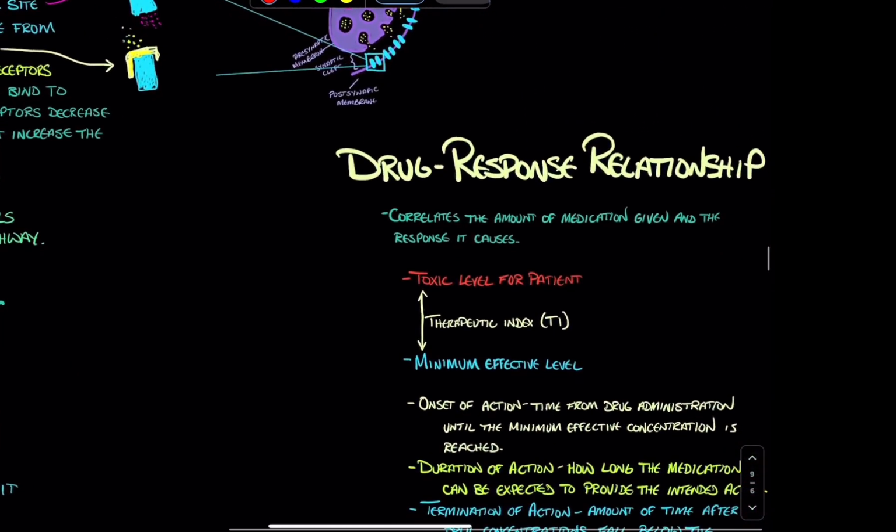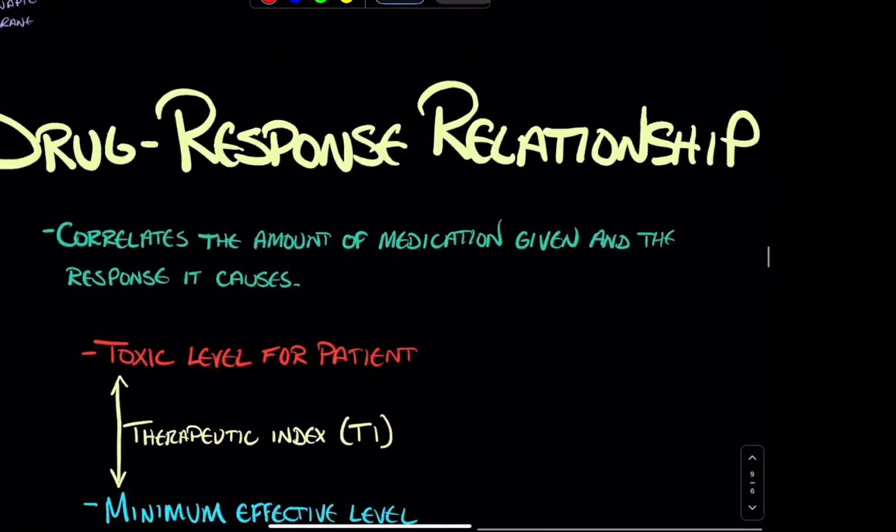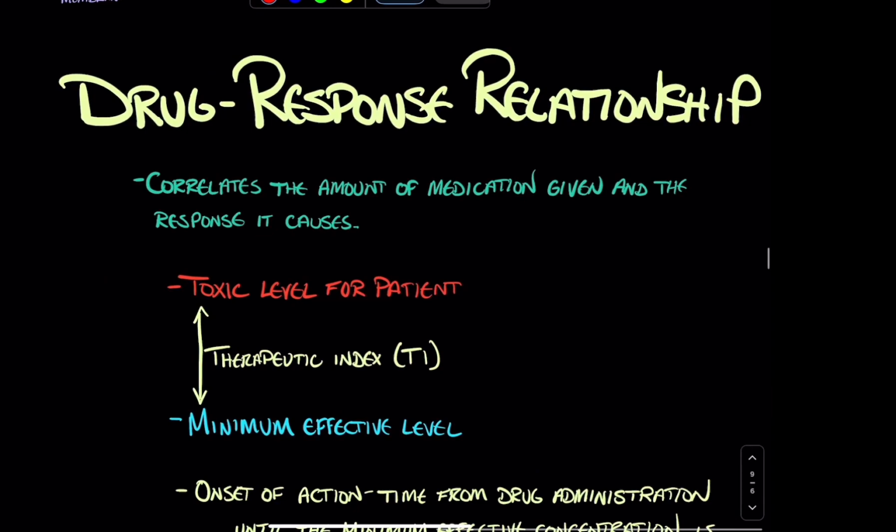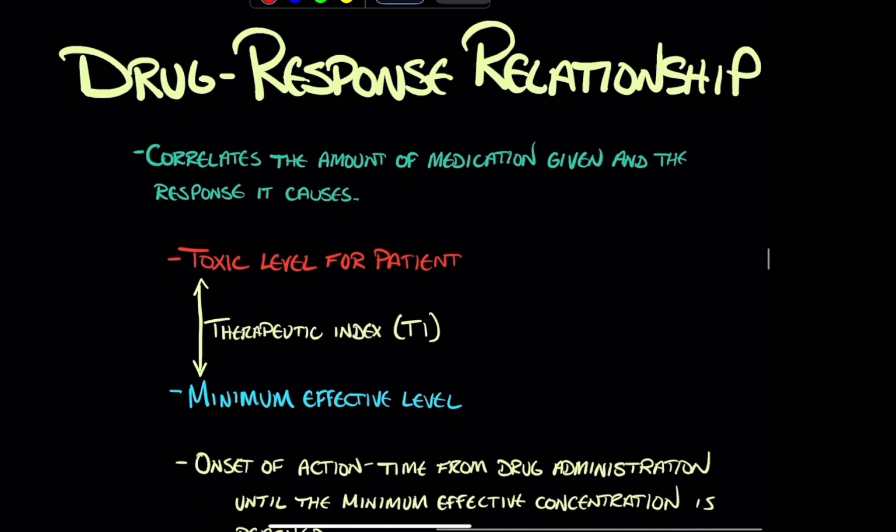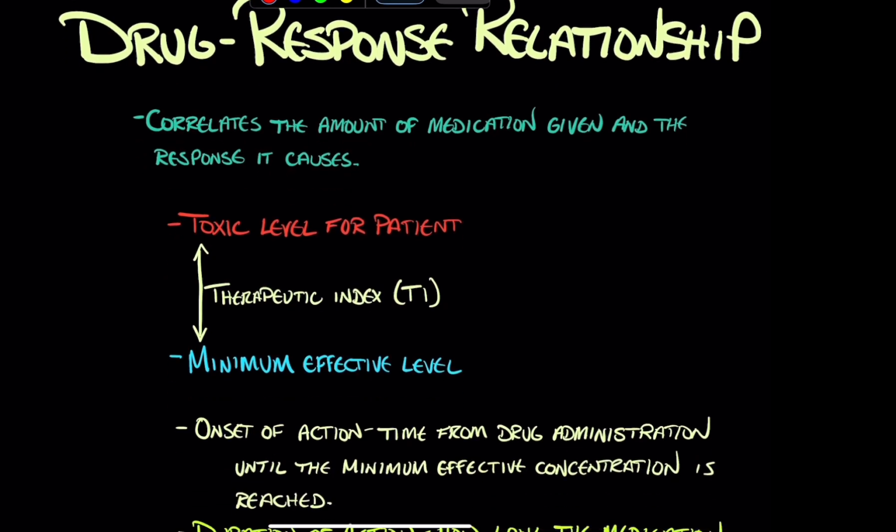I think I talked about those over here, yeah. So this is what's known as a drug response relationship. It's going to correlate the amount of medication given and the response that it causes. It has a window, and each medication has its own window here, but that's what's called the therapeutic index. And this is going to change based on the patient's age and all that stuff.